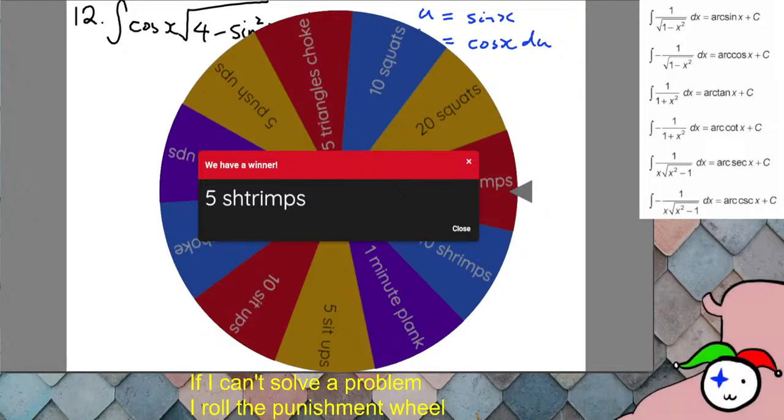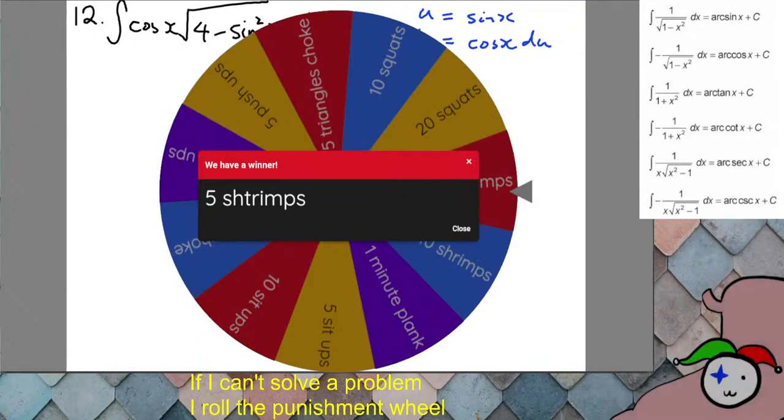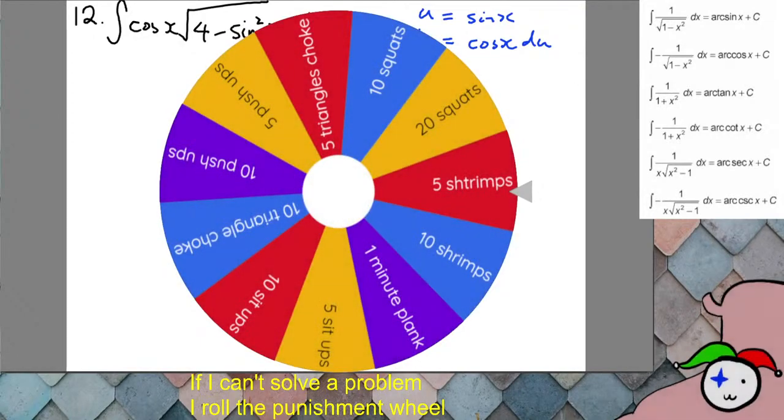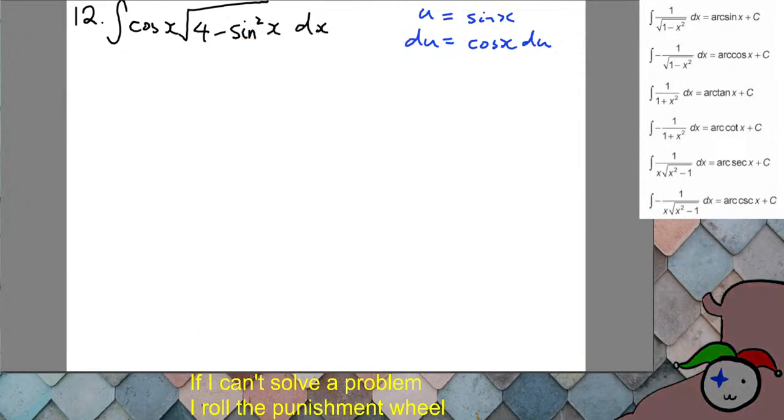Alright, make sure I stretch. 1, 2. Oh, I don't really have space. 3. 4. Ow. One more. 5. Ow. And I forgot to switch music that time, but that's fine. It didn't take too long. Alright.